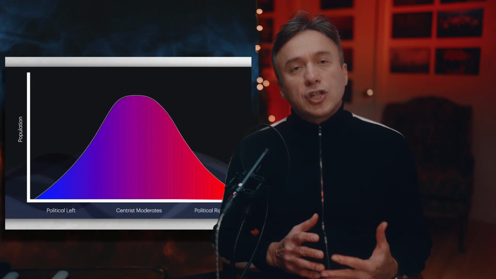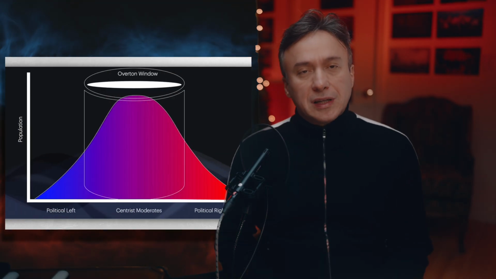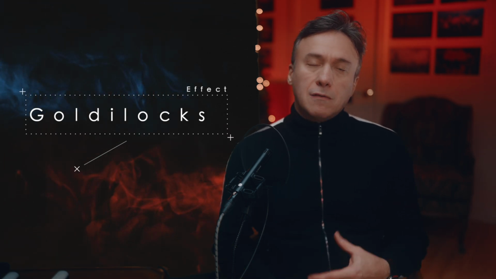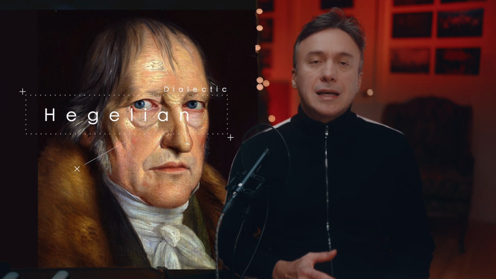Well, in a previous video, I discussed the Overton Window for you guys, which was the shifting boundaries of acceptable discourse in a society. But today, I want to introduce you to two key ideas that help us understand the concept of moderation. One of them is the Goldilocks effect, which is our natural tendency to seek balance and avoid extremes. And the other one is the old-fashioned Hegelian Dialectic, which is a philosophical framework for how opposing ideas interact to create a new synthesis.